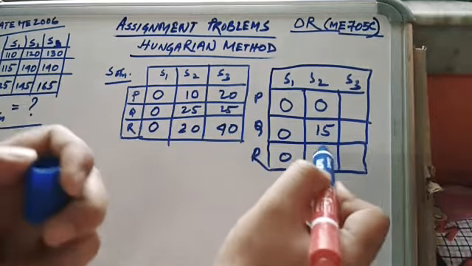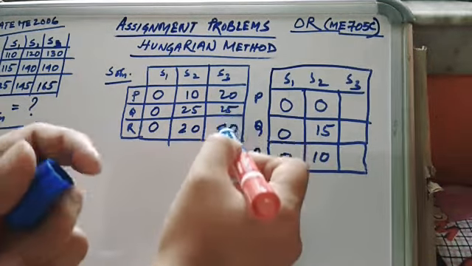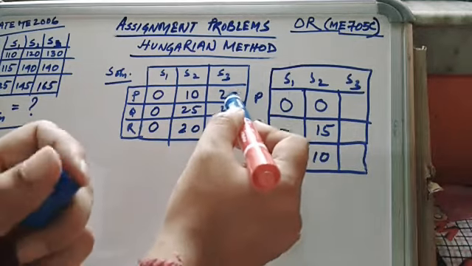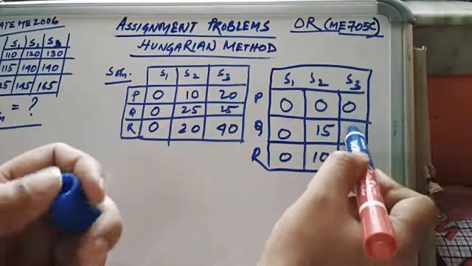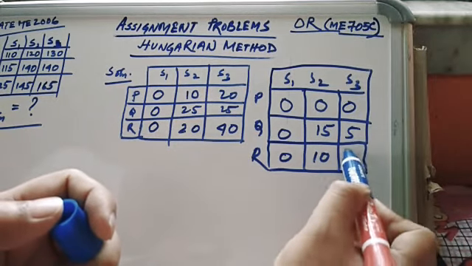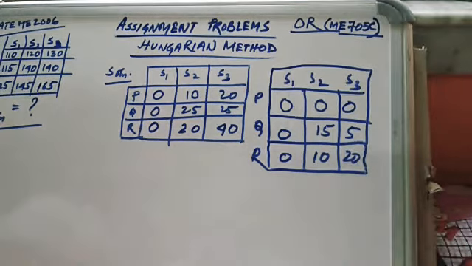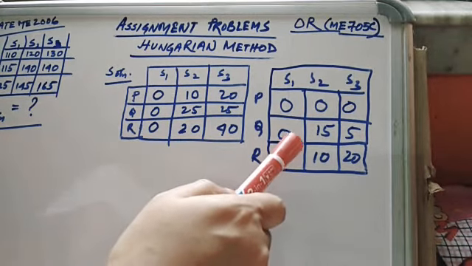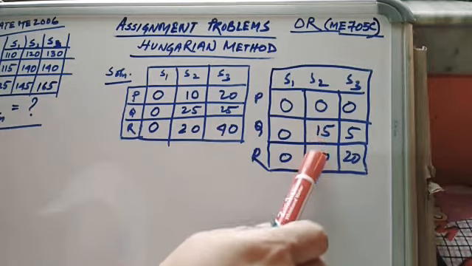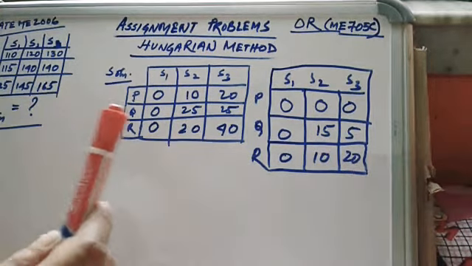Now in this column, 20 is the least one. We have to subtract 20 from each and every cell. This becomes 0, this becomes 5, and this becomes 20. Now you can see that you have got at least a 0 in every row, and at least a 0 in every column. Now you can assign.